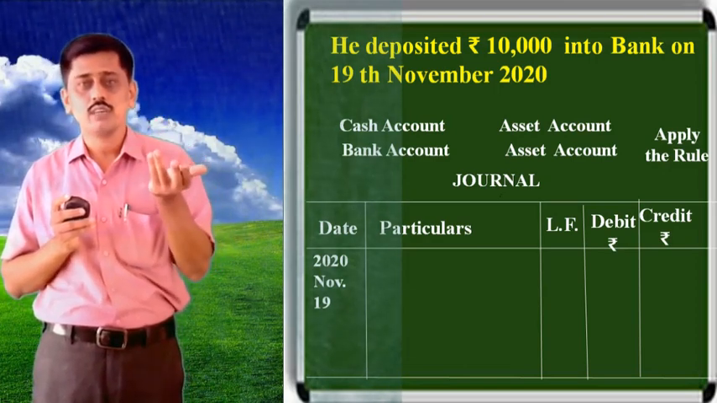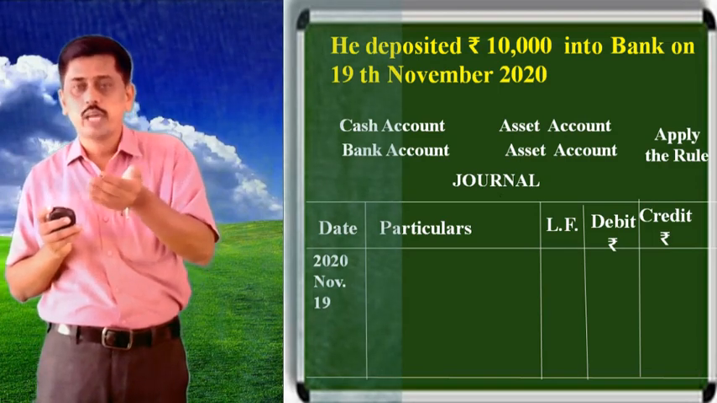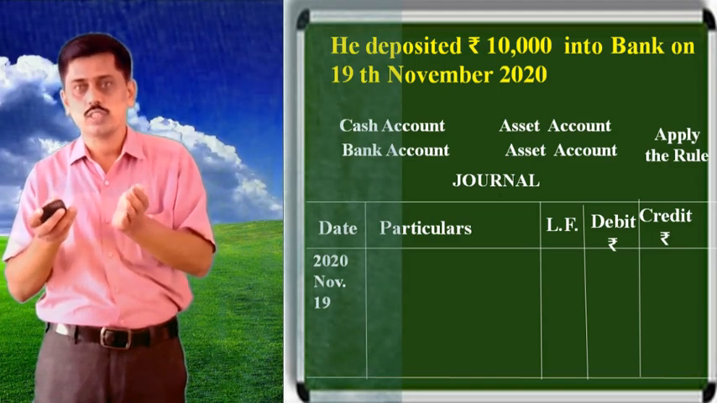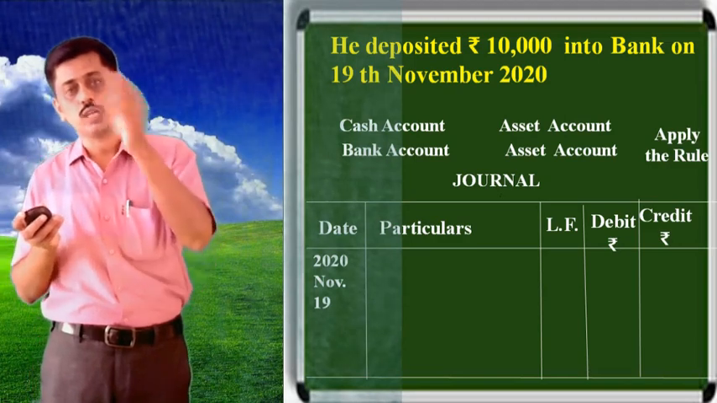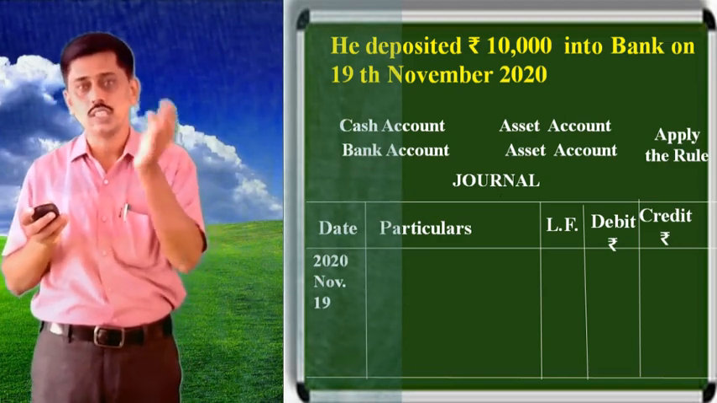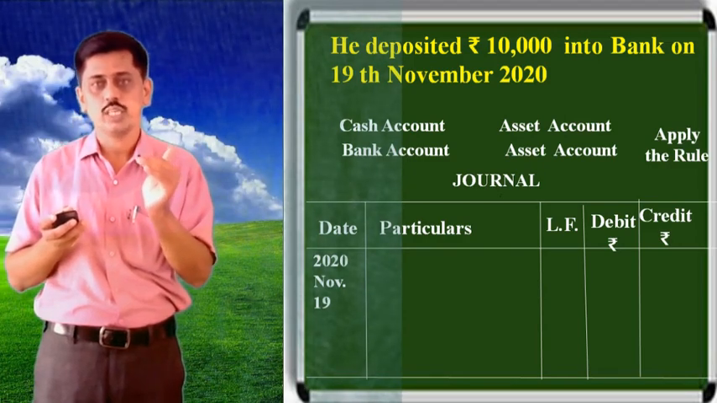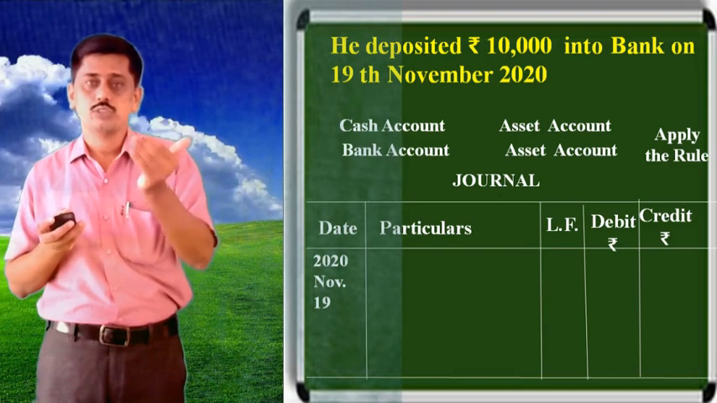Bank account is an asset account. When you deposit cash into the bank, the balance increases. Isn't it? Earlier there was no amount in it. Now you have deposited 10,000 into your account. So from 0 to 10,000, the bank balance increases, the asset increases, and hence the bank account should be debited. The bank account should be debited because the rule says debit increase in asset.